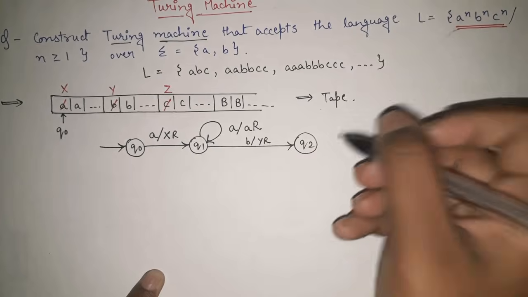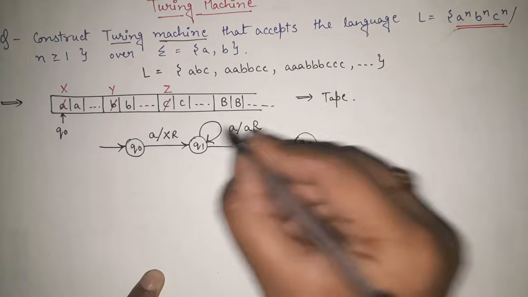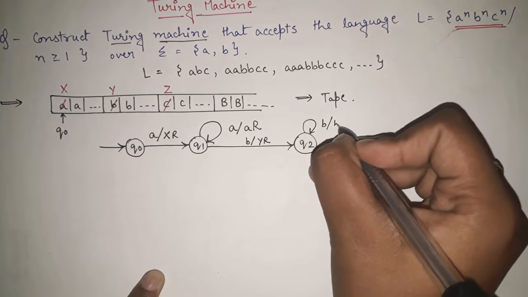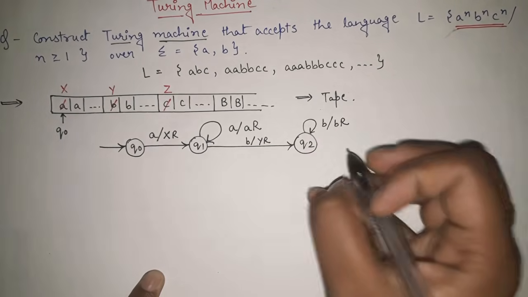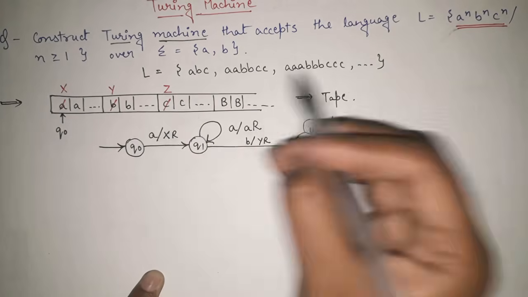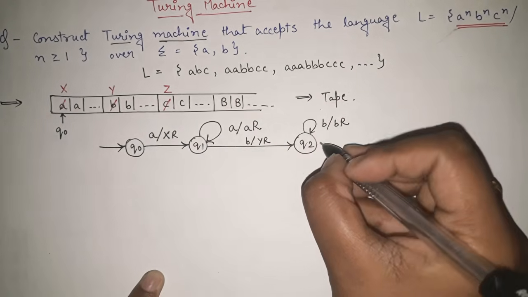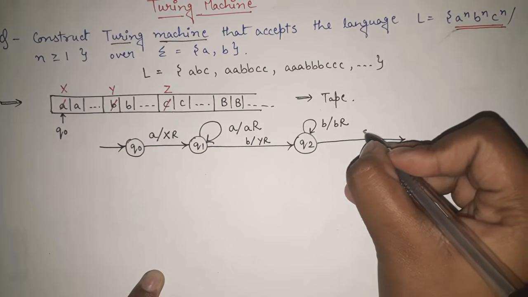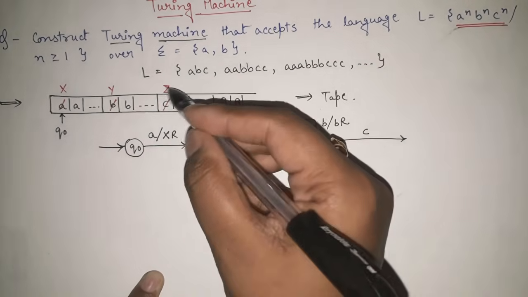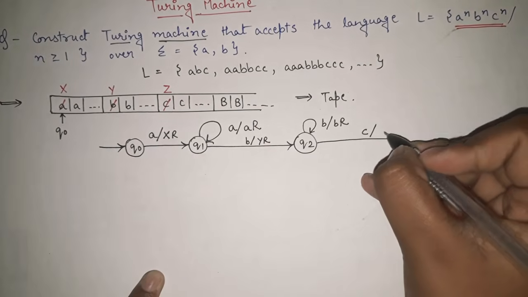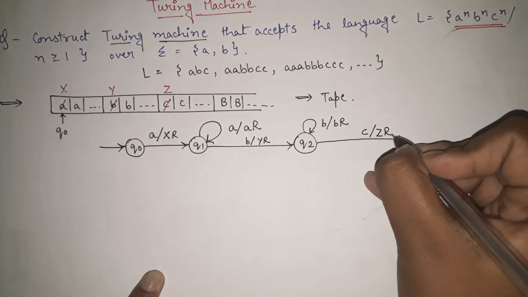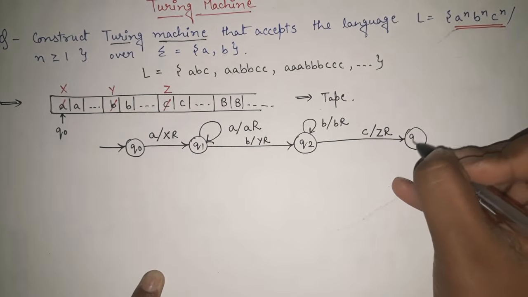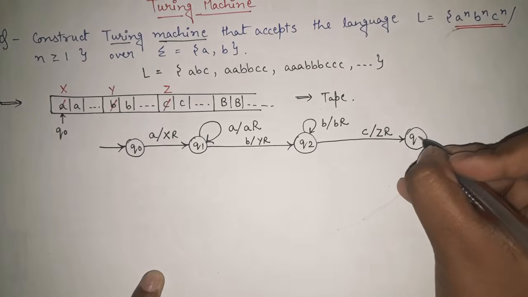For example, my new state, let's name it Q2. Again, a very similar thing: after B, if I am getting again B, I will keep it as it is and I will move right. But if I am getting first C, then obviously I have to convert it. I have to cancel it out. I will make it Z and move right. Then I will move to new state Q3, after Q0, Q1, Q2.